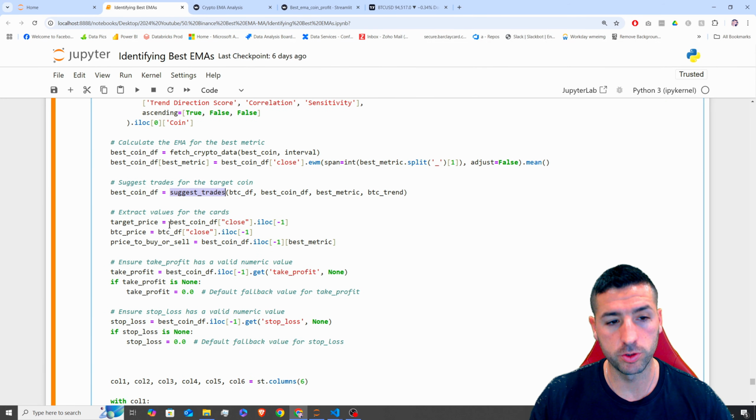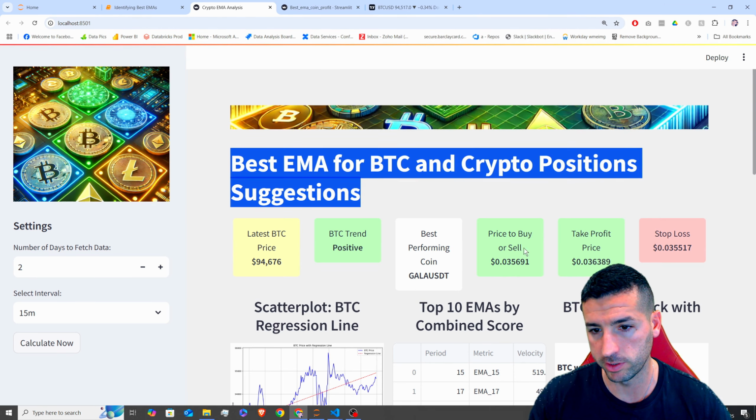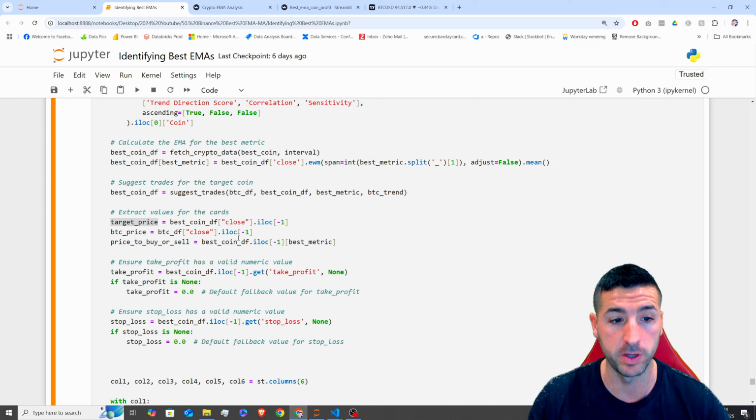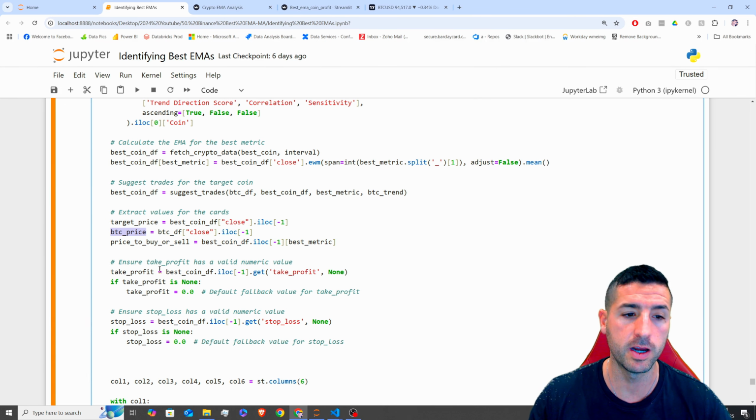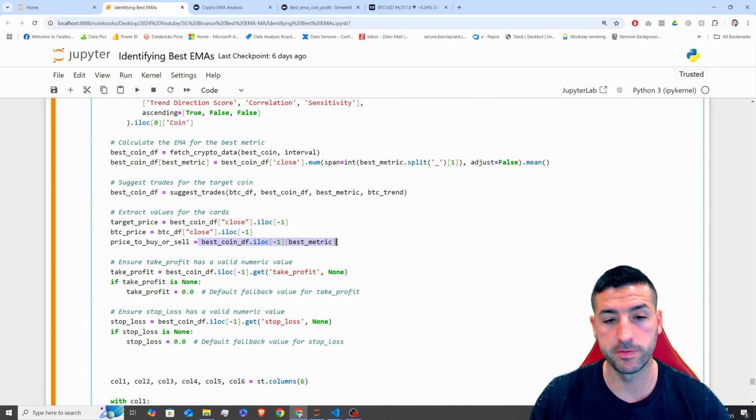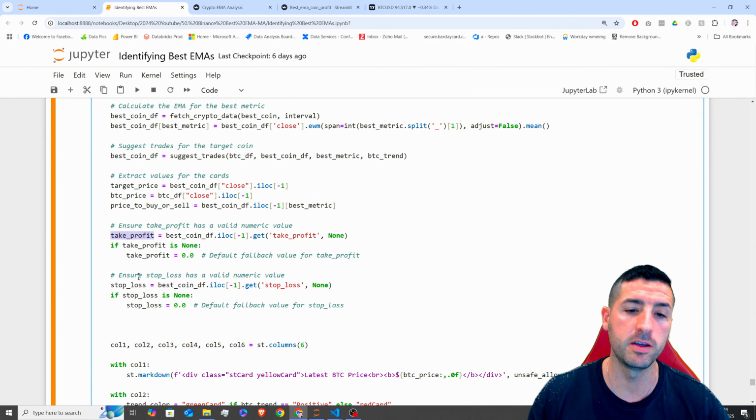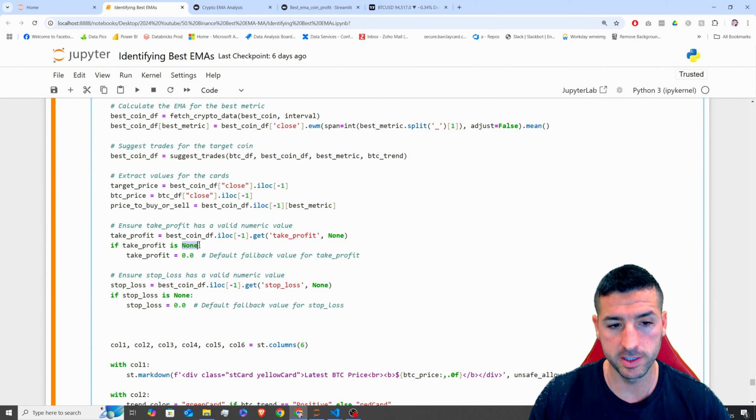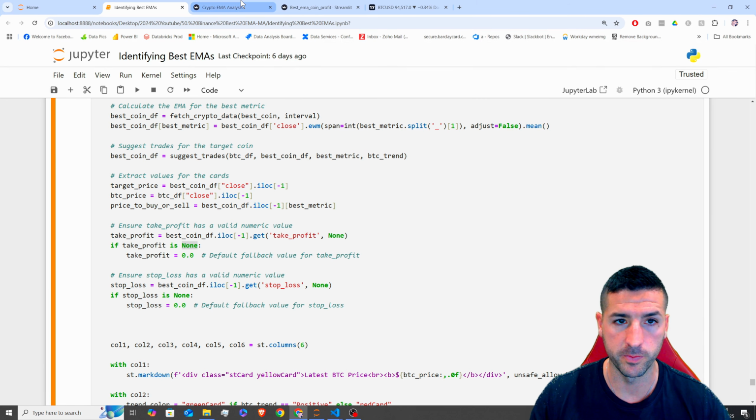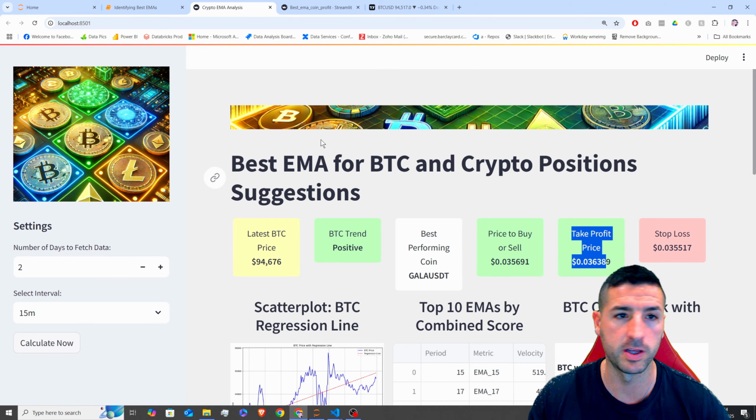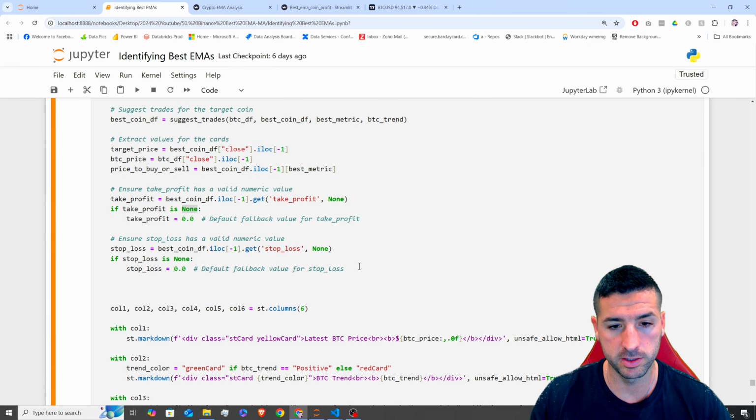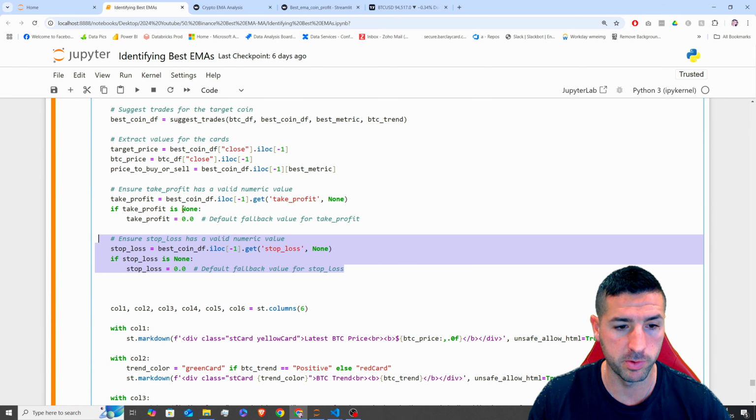Next, we are going to store now the target price, which is basically, if I visualize it, this price to buy over here of the best performing coin over here. We are going to store the close price of Bitcoin over here, and then we are going to store the price to buy or sell of the best performing coin. Next, we are going to store the take profit over here, and if the take profit is non-existent, then we are going to set it as 0. So take profit is actually this over here. And the last thing we are storing is the stop loss, which is similar to the take profit.